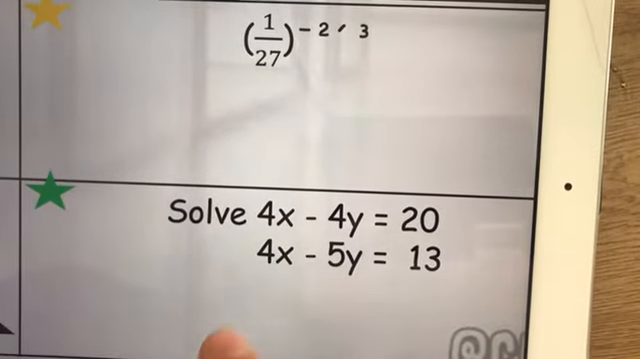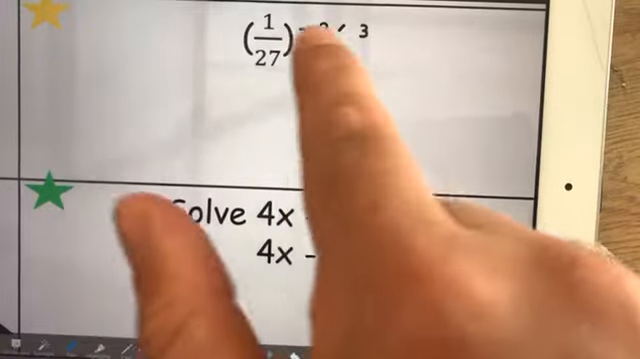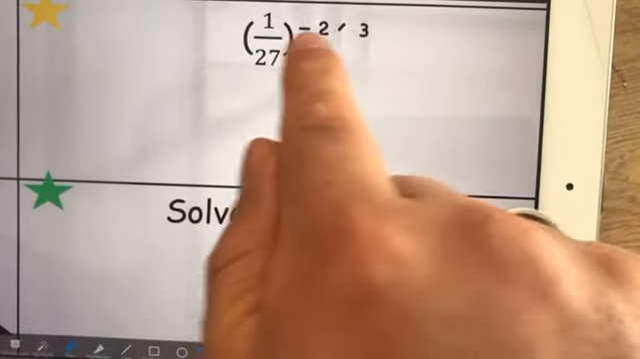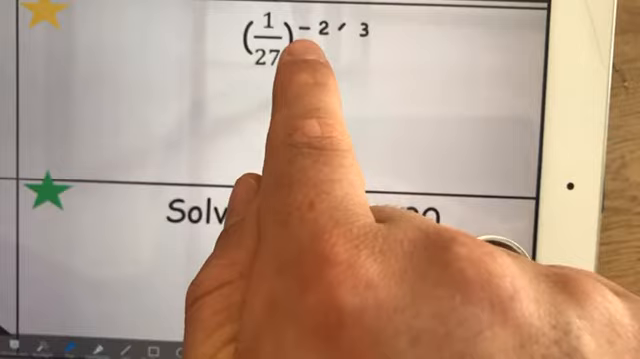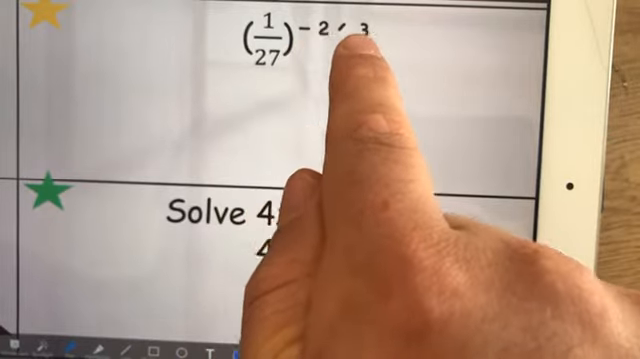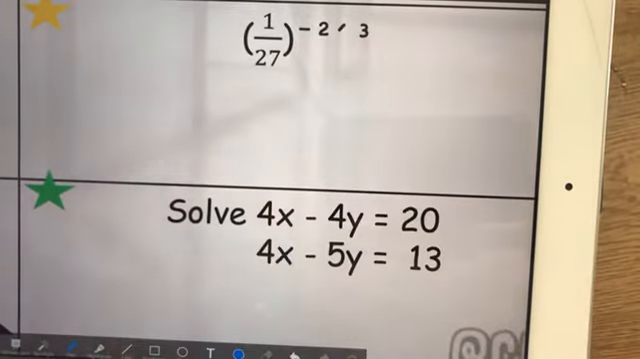Next one. So 1 over 27 to the power of minus 2/3. Okay, I've got to use 3 rules here. I've got the minus rule, the power to the 2 rule, and the divided by 3 rule. So 3 rules. Do one at a time. The minus rule I'm going to do first.